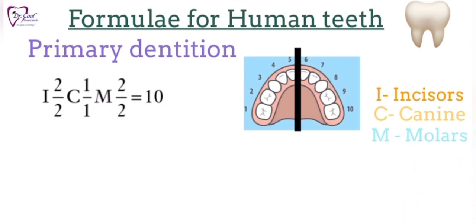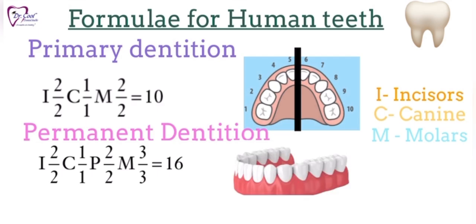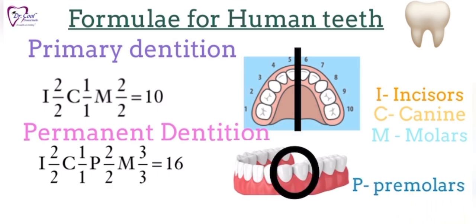The last two teeth after the canine are called molars. First is called first molar and second one is the second molar. Formula for permanent dentition is 2123. The only difference between the primary and permanent dentition is the presence of two extra teeth after the canine and before the first molar, that are premolars. First being the first premolar and second being the second premolar.